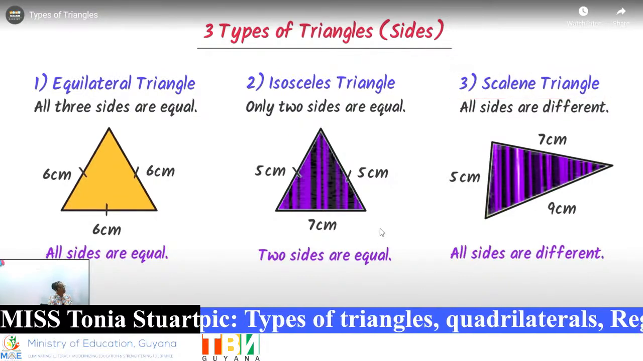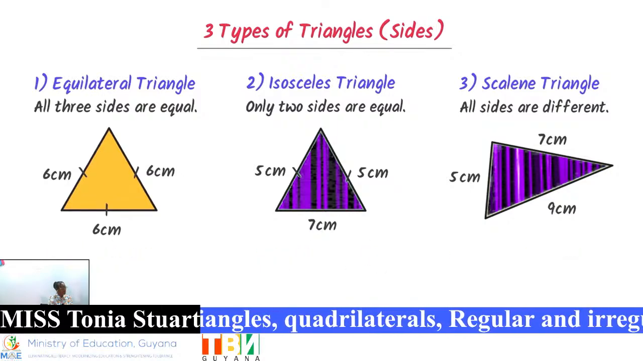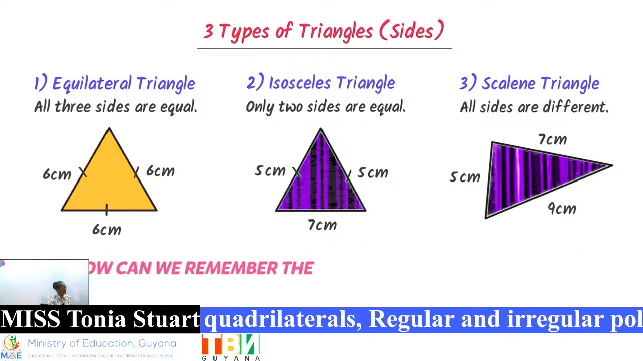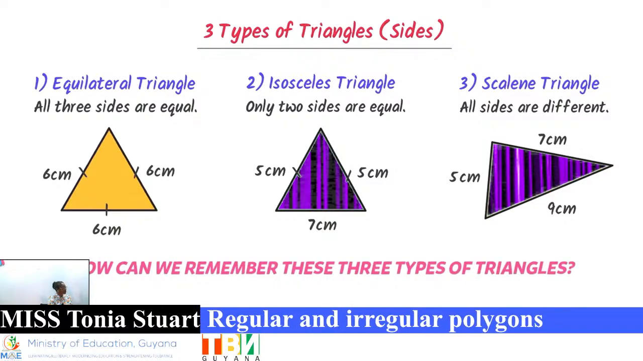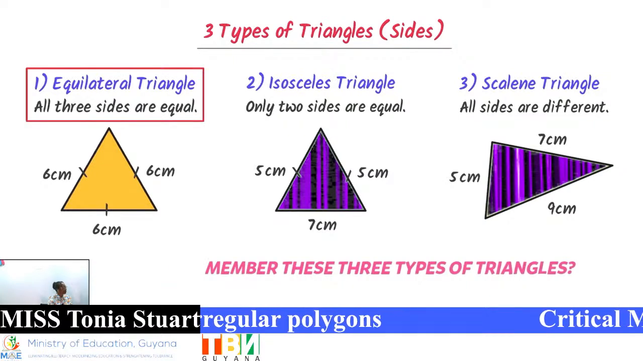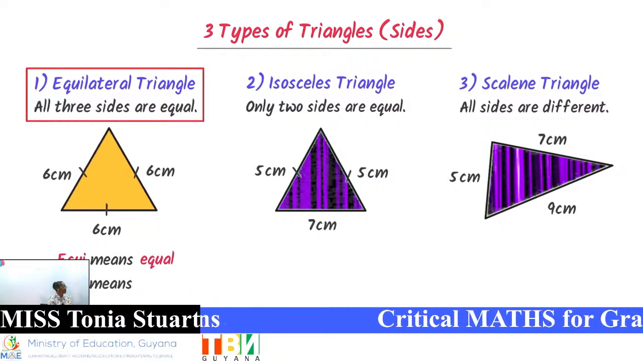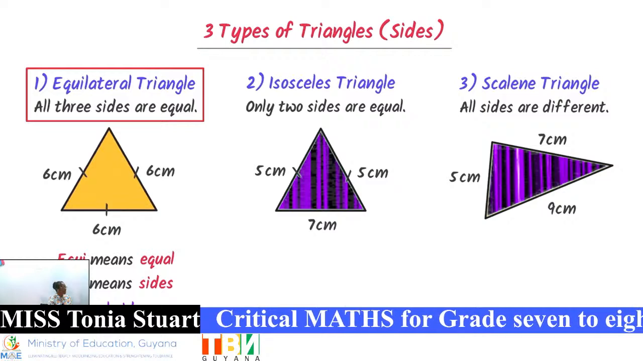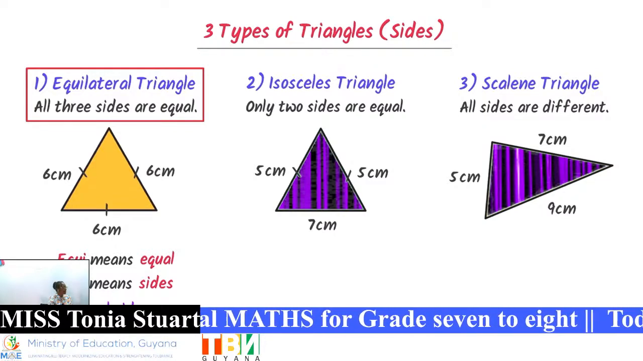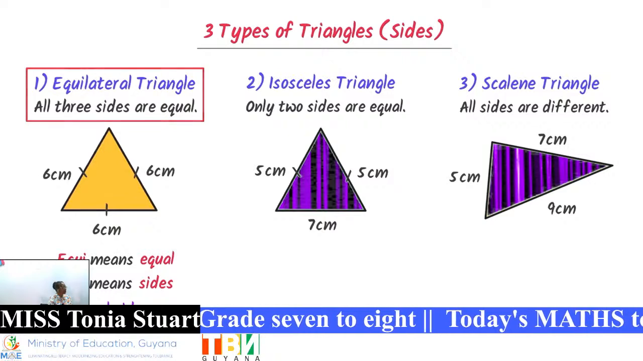Thus, these are the three types of triangles on the basis of sides. Now, here is one important question. How can we remember these three types of triangles easily? Well, I always teach my personal trick. In case of equilateral triangle, the word equi means equal and lateral means sides. So the word equilateral means equal sides. Therefore, equilateral triangles are those triangles in which all sides are equal.